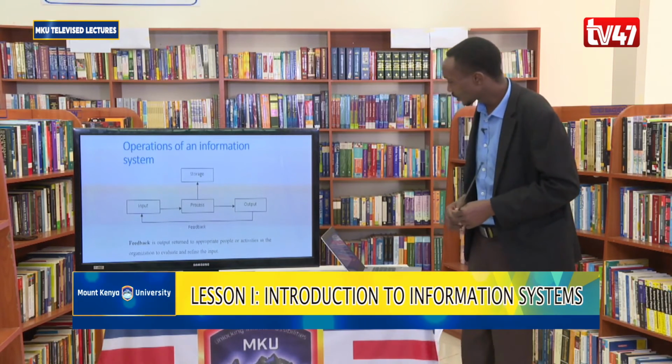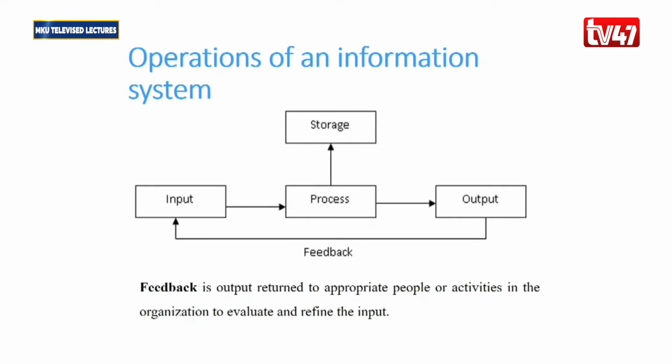Within this information system, there are common operations. These operations relate to the components that we have talked about: the hardware, the software, the procedures, the people, the network, the database, and so on. In summary, the operations relate to input, processing, storage, and output. And most importantly, we have a control mechanism that is called feedback.